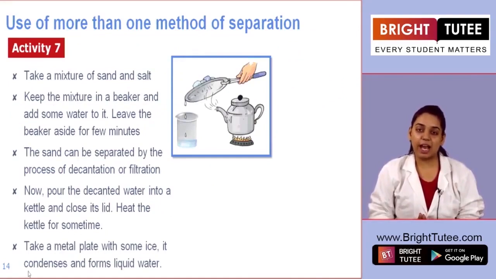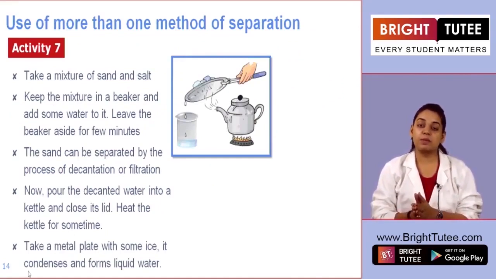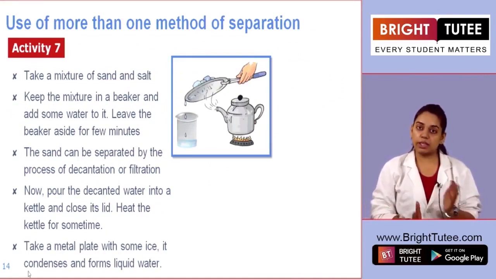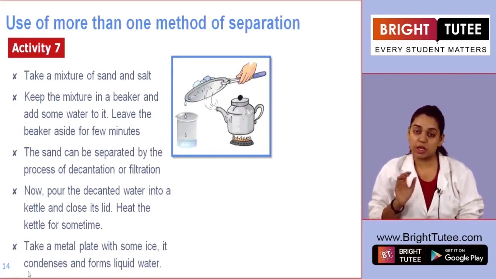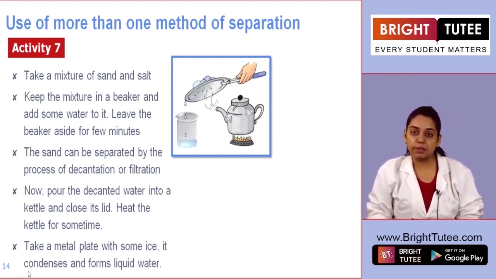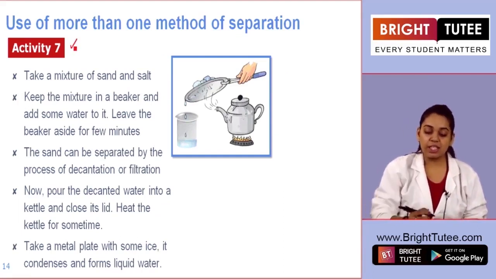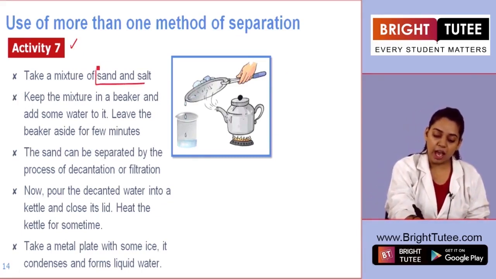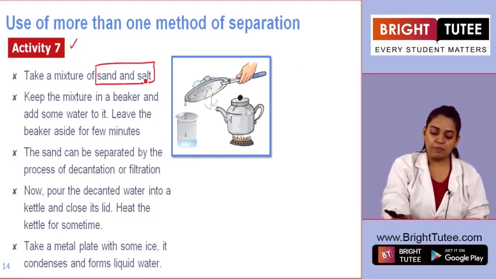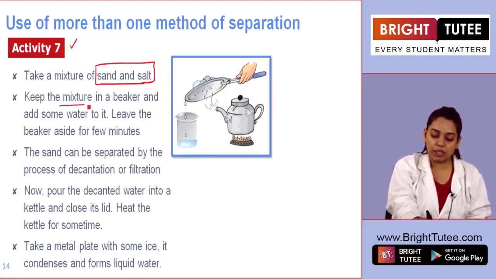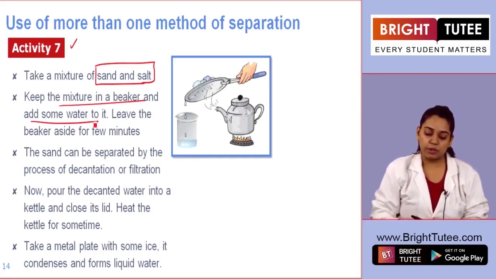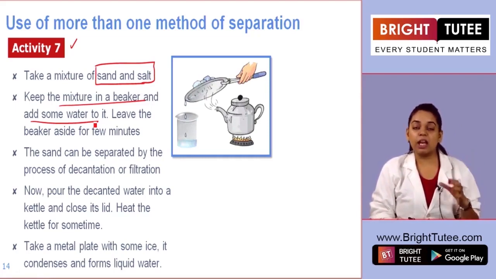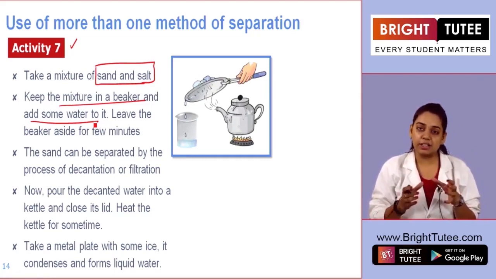We are about to study that in some processes of separation we require more than one method in order to separate the wanted as well as the unwanted substances. So let us understand this with the help of an activity. In this activity, we have to separate a mixture of sand and salt. How can we do it? We will keep the mixture in a beaker and add some water to it and leave the beaker aside for a few minutes. These are the steps that we have to follow in this activity. Let us understand this in detail.